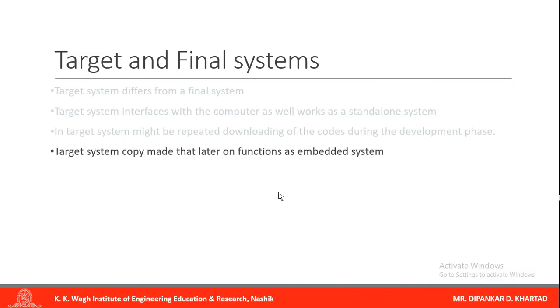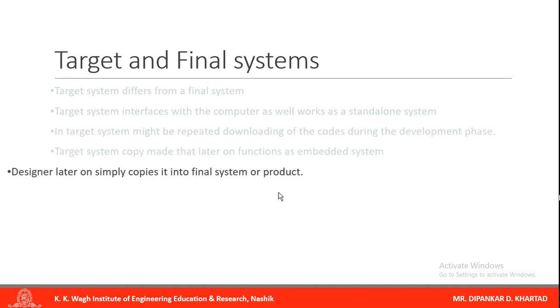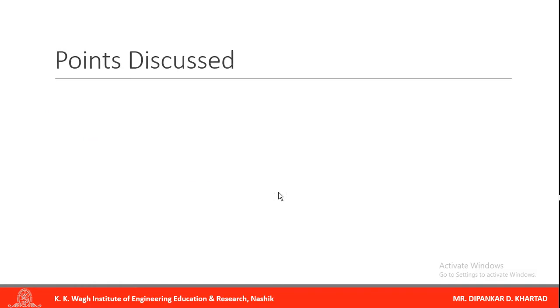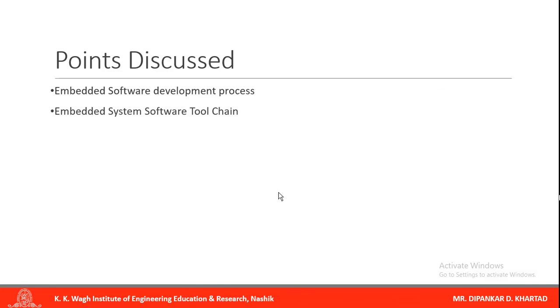Next is the target system copy, made that later on functions as an embedded system. The designer later on simply copies into a final system, or the final system may employ ROM in place of flash, EEPROM in the embedded system. So this is the target and final system. So up till now we have discussed various points, that is the embedded software development process, embedded software development tool chain, and last is host and target machine.